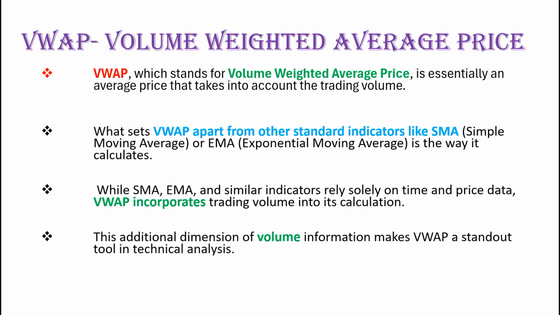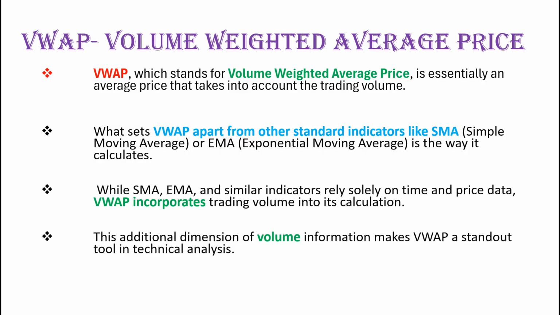VWAP stands for volume weighted average price and is essentially an average price that takes into account the trading volume. Okay, what sets VWAP apart from the standard indicator? VWAP is a more weighted indicator when you compare it with indicators like SMA, that is simple moving average, or EMA, that is exponential moving average, in the way it calculates. So how is VWAP different from SMA and EMA? Because it is calculating the volume also. It is taking the volume of the price.